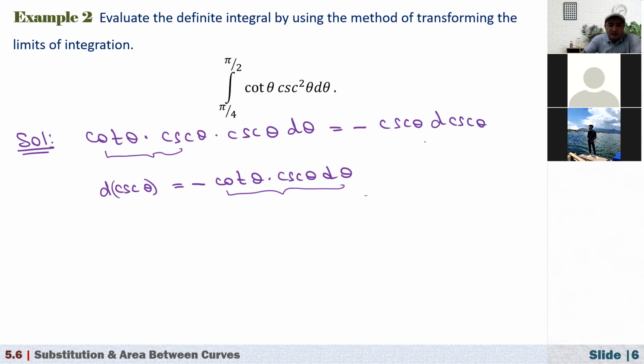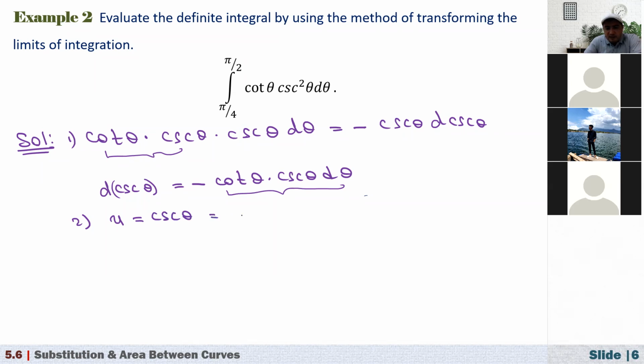Cosecant of theta. So that's the first one. And the second one is, suppose that u is equal to cosecant of theta. Now from here, if theta is equal to pi over 4, then cosecant of theta is equal to 1 over square root of 2, right? That's equal to square root of 2.